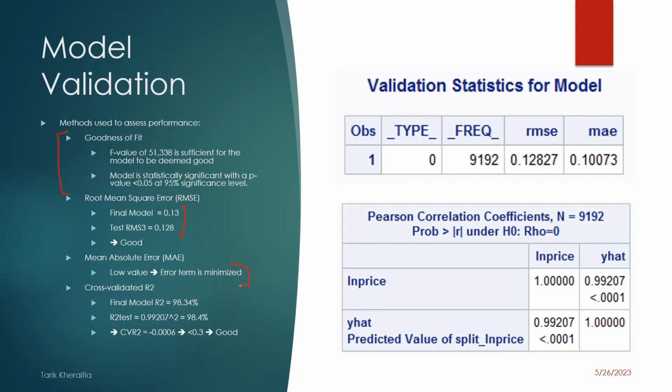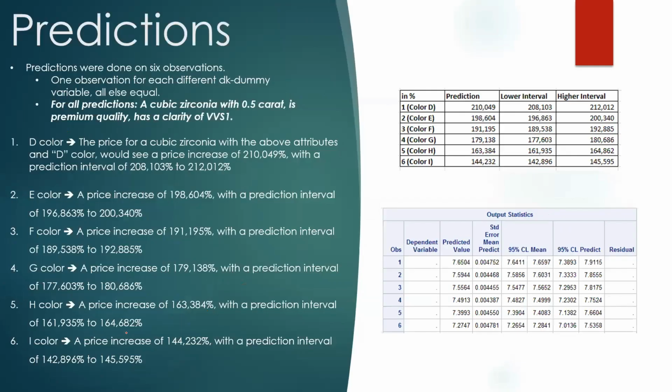MAE is minimized. It's supposed to be minimized. We can't compare this, but it's low enough to be deemed good in this case. Cross-validated R squared, the final model had 98.34%. R2 test is 98.4%. The rule of thumb is for the difference to be below 0.3, and the cross-validated R2 for our model is negative 0.0006. Therefore, it is good in this case. So for model validation, the model is deemed good.